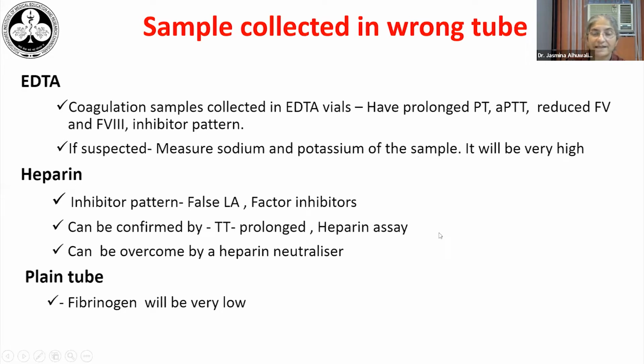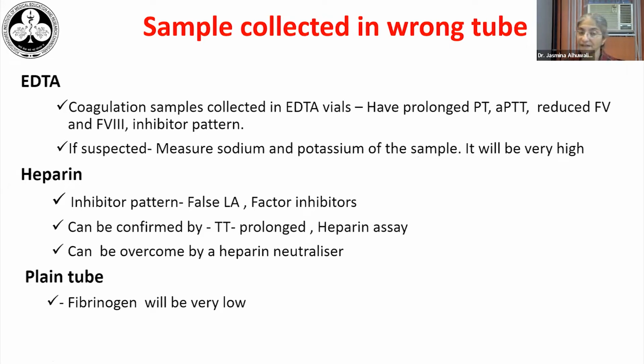Now, if the sample is collected in the wrong tube, it can have disastrous effects on the coagulation testing. A sample collected in EDTA will result in a prolonged PT, APTT, and a reduced factor 5 and factor 8, and would give us an inhibitor pattern on advanced coagulation testing.